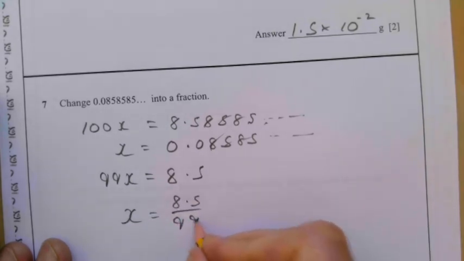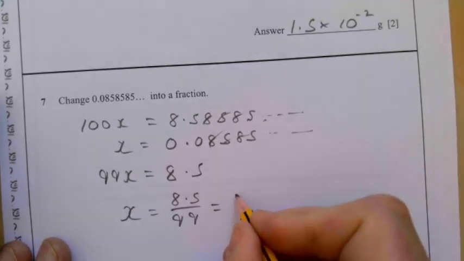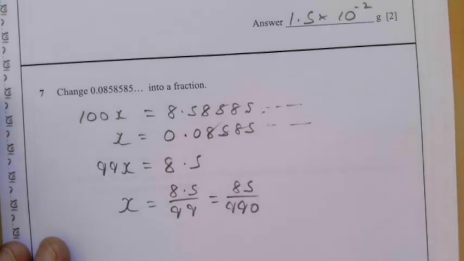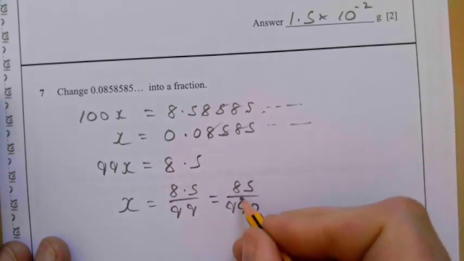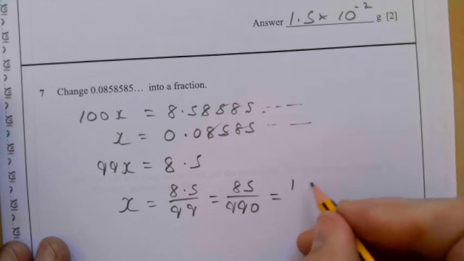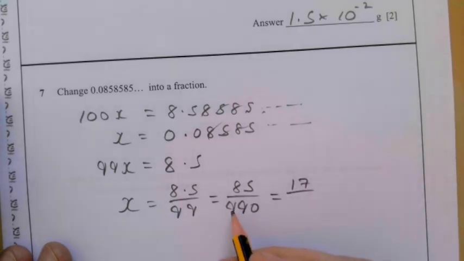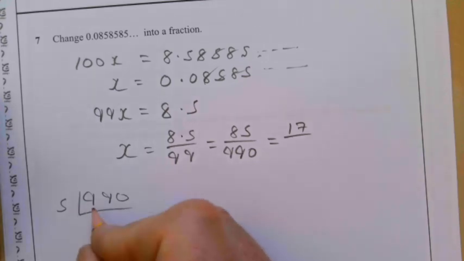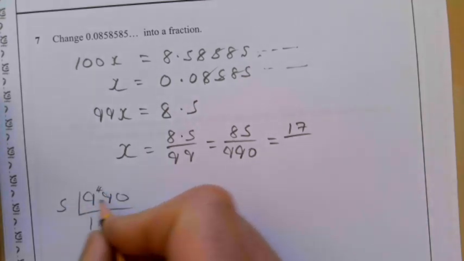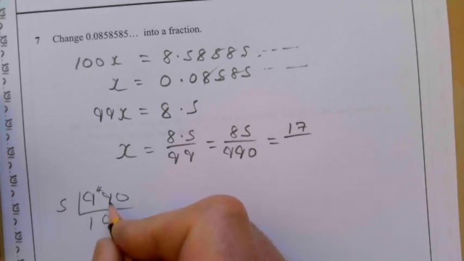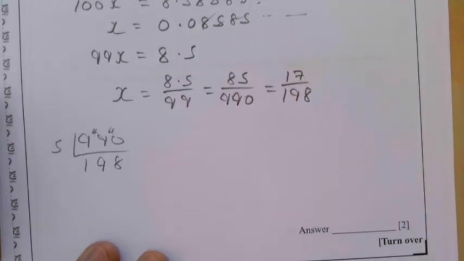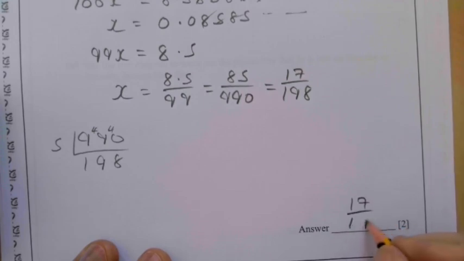So that means x is 8.5 over 99, which is 85 over 990, and then we need to divide both of those by 5. So that's 17, and 990 divided by 5, do it again whatever way you want. There's nothing wrong with doing something like this. 198, so 17 over 198 as our final answer with it cancelled down.